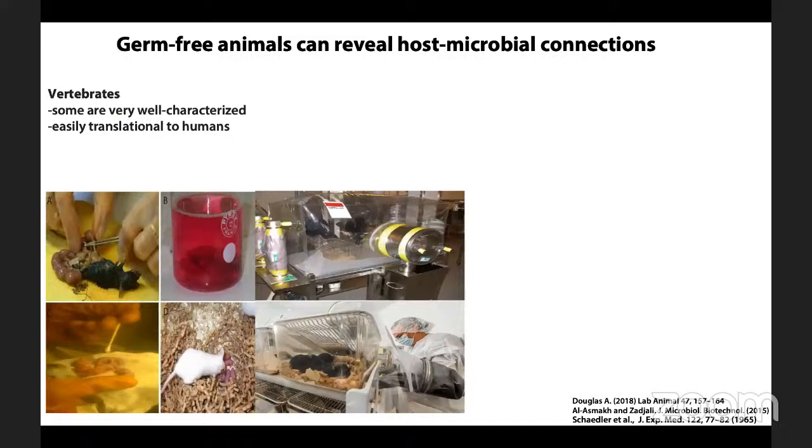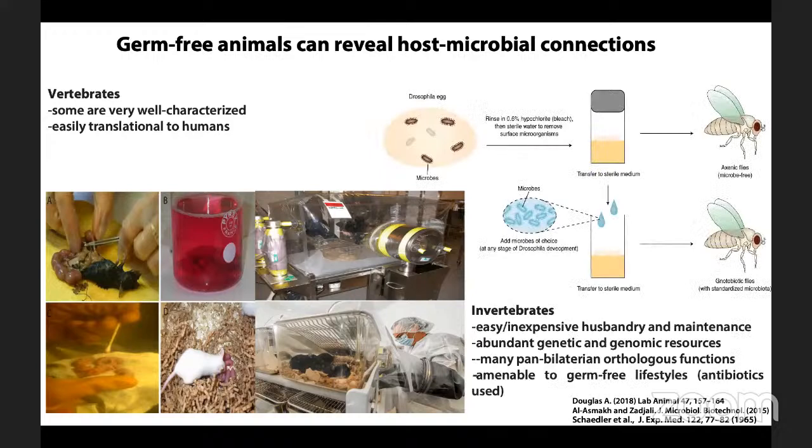All right, so just a little quick history. Germ-free animals have been around for some time. People have been working with them for over 100 years. And germ-free mice and rodents are really well known. They're really useful because of the easy translation to humans in some ways. But they're also very expensive. You require a lot of resources to be able to maintain them. And so germ-free invertebrates have kind of been ascendant as a result.